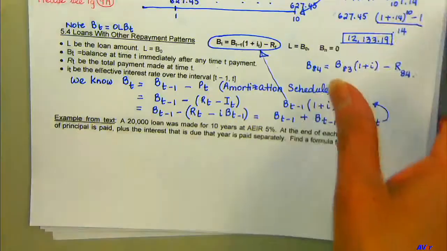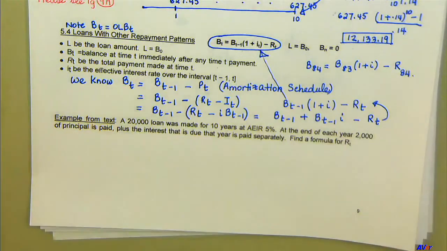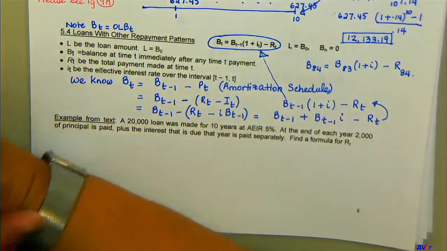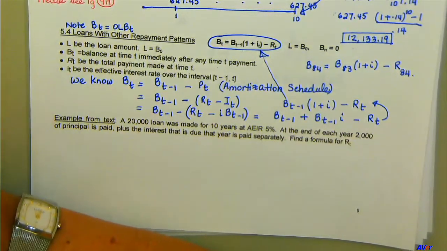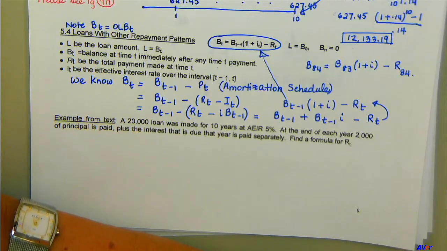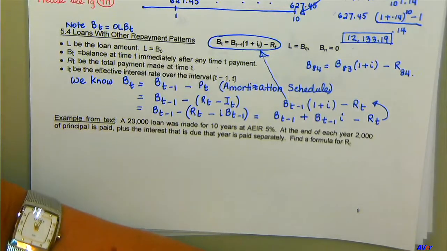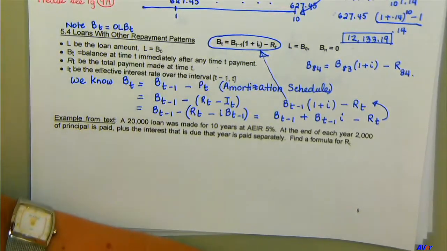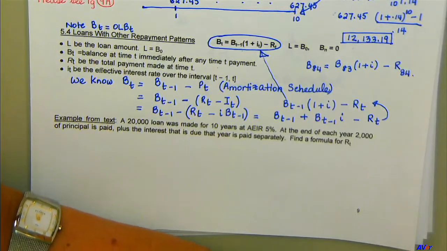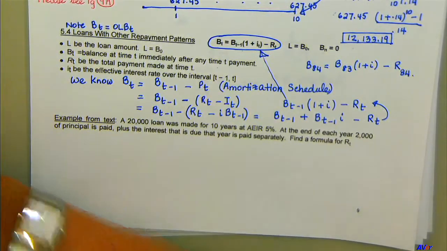It says, a $20,000 loan was made for 10 years at annual effective interest rate 5%. At the end of each year, $2,000 of the principal is paid, plus the interest that is due that year is paid separately. Find the formula for R_t, R_t being the total payment at time t. So, this is what I can do for this one.